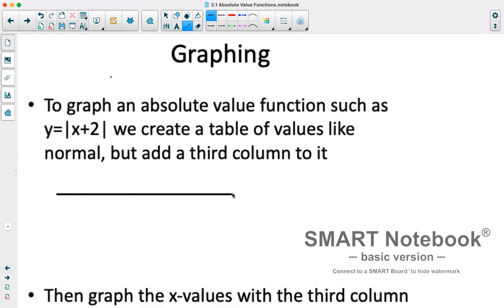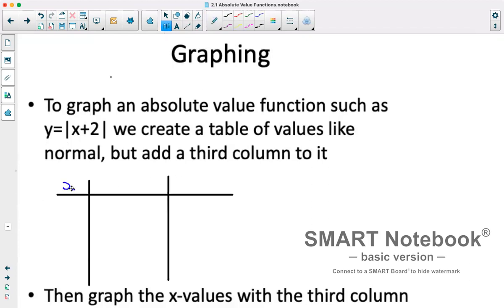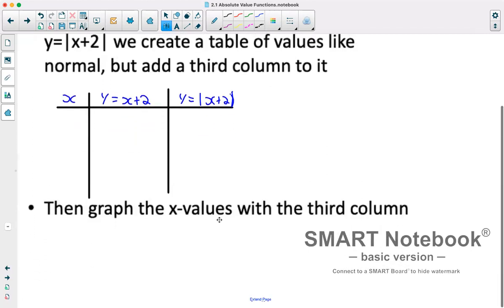So for example, if I was graphing y equals absolute value of x plus 2, I would have my x, I would have y is equal to x plus 2, and then in this last column, I would have y is equal to absolute value of x plus 2. So I would choose several values of x to plug in to get y's, and then go through and take all these y values and take the absolute value of them in this column, and then just graph our x coordinate here with our y coordinate from here. So once we do that, we graph these x values with our y values from this column.